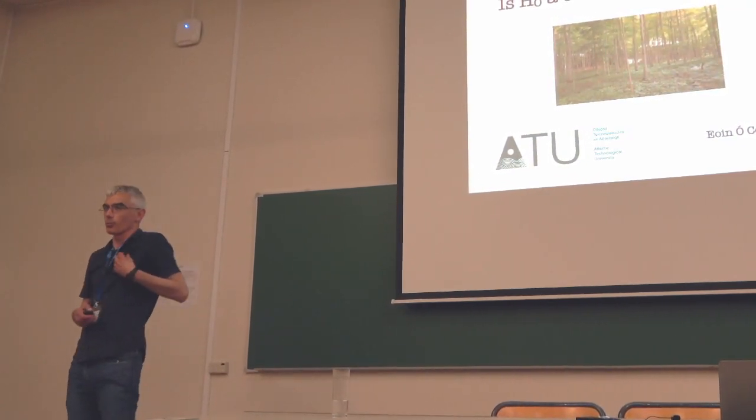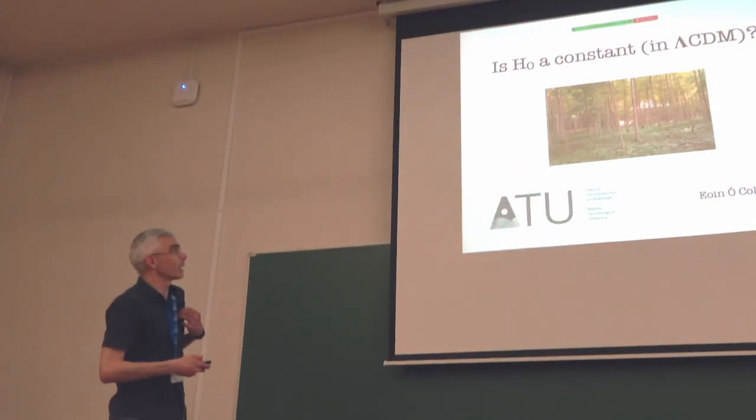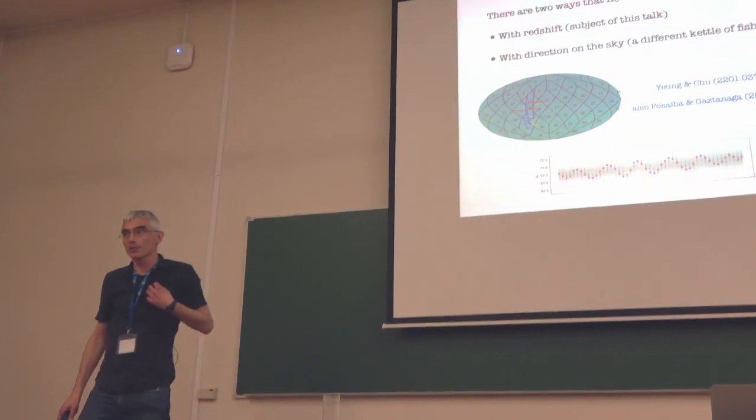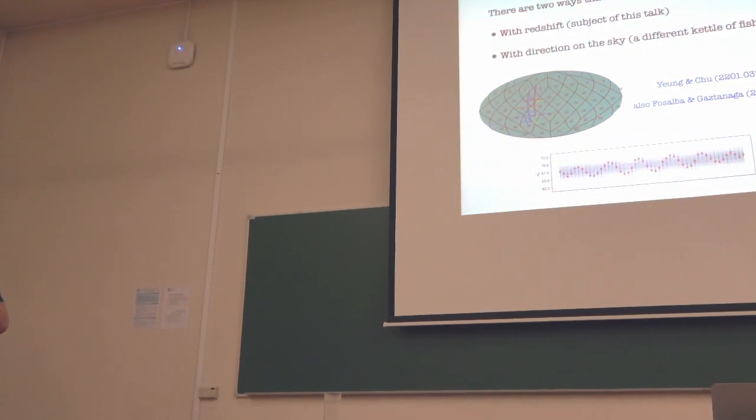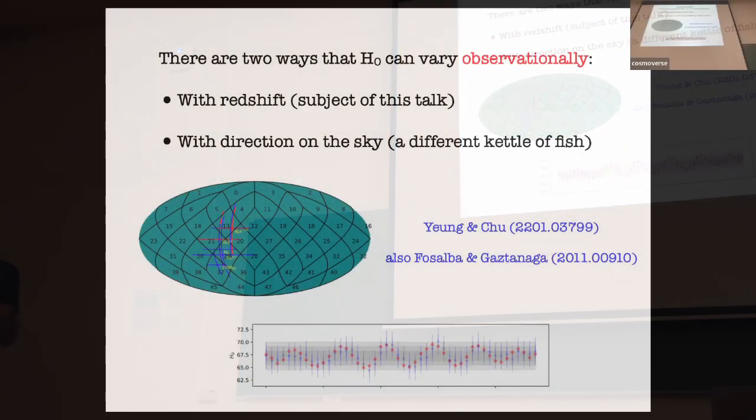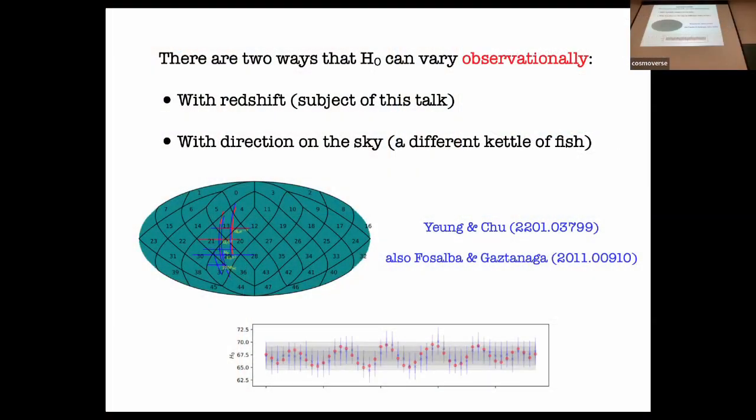Trees in it, so I'm going to start with the wood and move back to the trees. And so basically, let me start with this. There are two ways that H0 can vary observationally. Now, I've highlighted observationally here because you're a cosmologist and you do observations, you fit data.